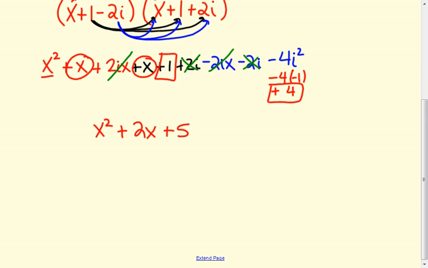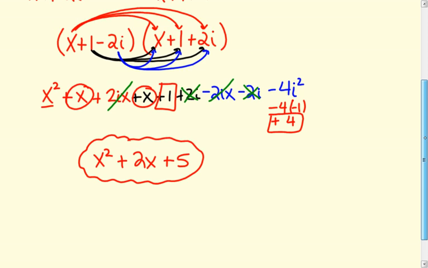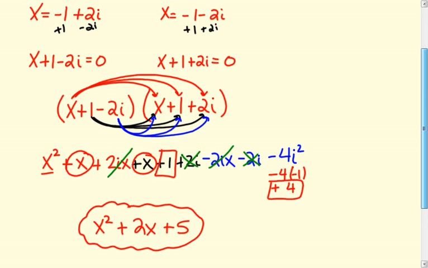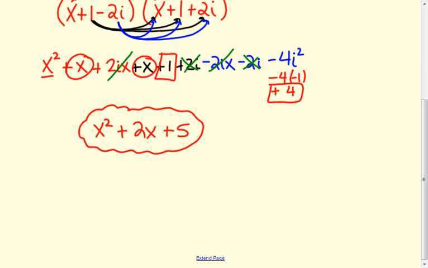So if those are my two roots, then this is the quadratic equation that generates those two roots. And the question is, does it match the equation that I gave you? In the beginning, this right here is the equation that I gave you, and that's not what I got. So these two roots are not a solution to that quadratic equation that was given to you. So that's a no.